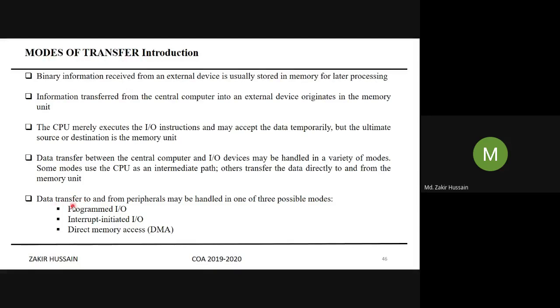So data transfer to and from peripherals may be handled in one of three possible modes: programmed I/O, interrupt-initiated I/O, and direct memory access. So this topic I will conclude.